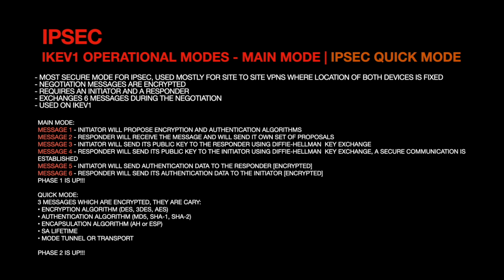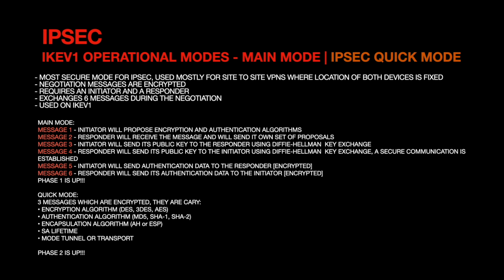In IKE main mode, the negotiation messages are encrypted. You will have to have an initiator and a responder. The initiator will be the one that will initiate the IPsec connection, and the responder will be the one that will respond to the initiator's request. IKE version 1 in main mode is using 6 messages during the negotiation.